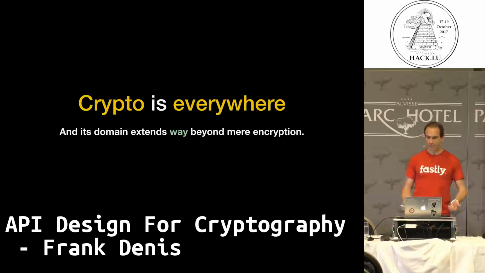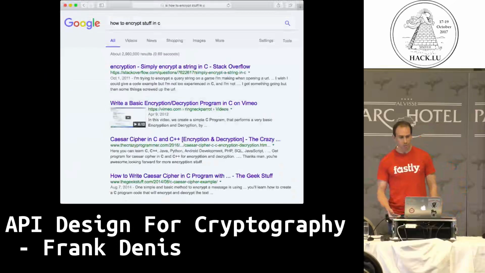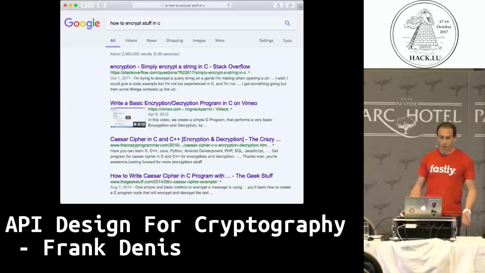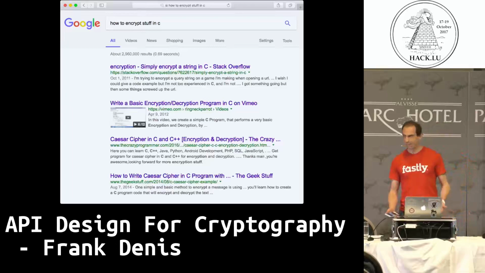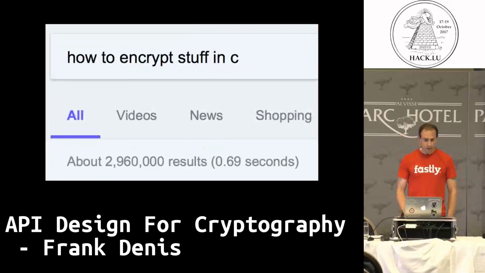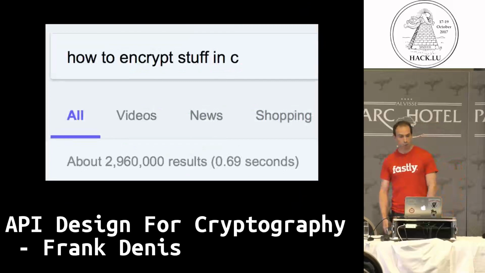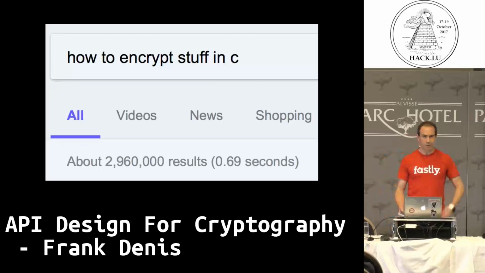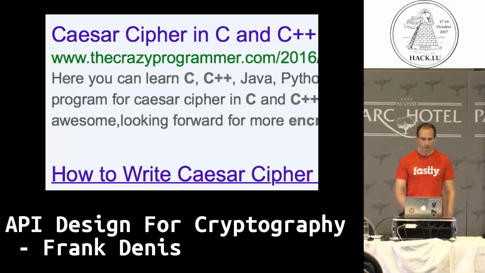So where do you start? Well, probably with Google. Like how to encrypt stuff in C. And this is what I tried a couple of weeks ago when I was preparing this presentation. And wow, about 3 million results. Sounds good. All right, let's look at what we get on the first page to encrypt stuff.